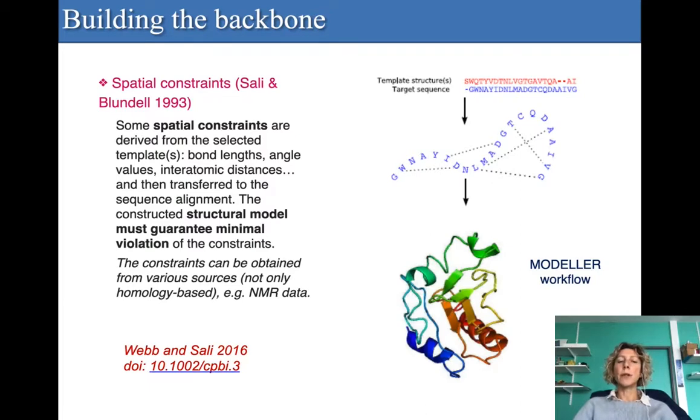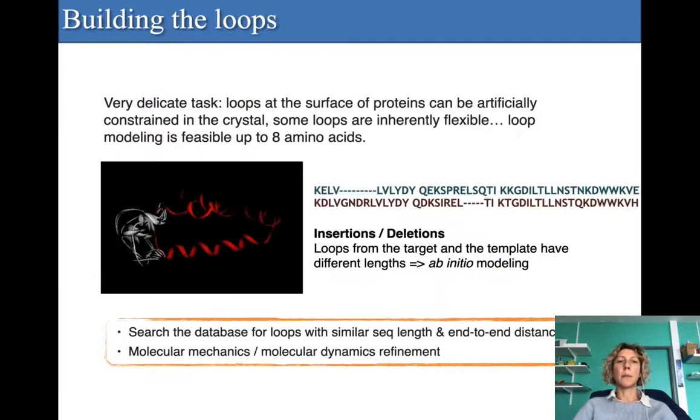So it's not been very much updated since the 90s, but there's a more recent paper here that I cite. So building the loops is a big problem. You may have loops that are really variable and they don't have any template, and they can be very long, and well, they are probably also very flexible. So what does it mean to put them in this particular position with respect to another one, and how do you do this? This is really still an open question.